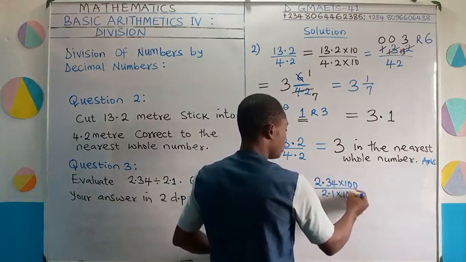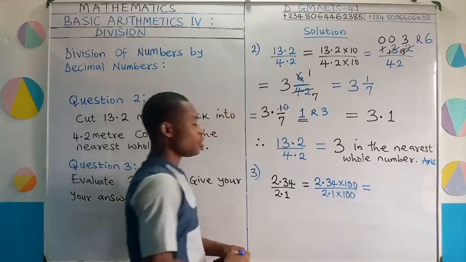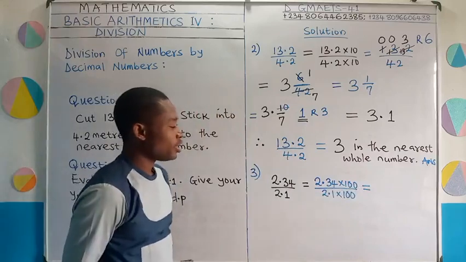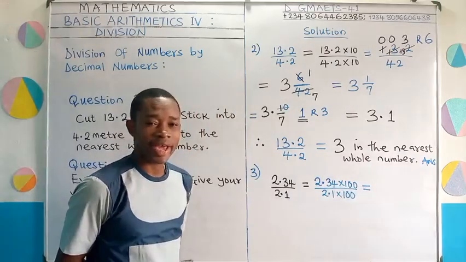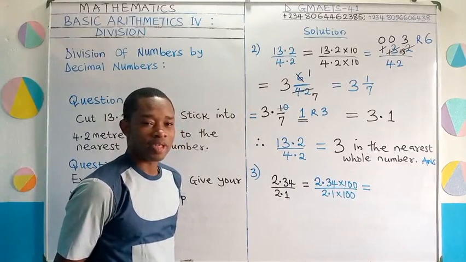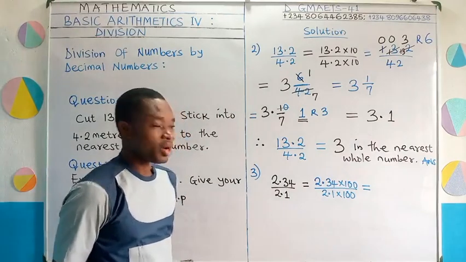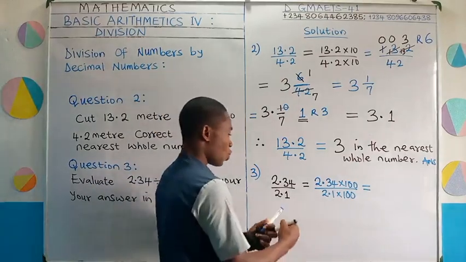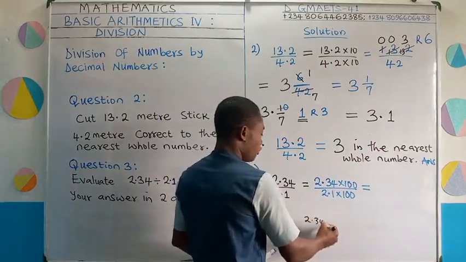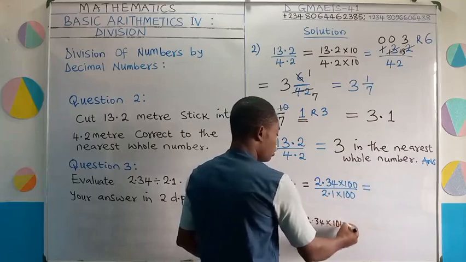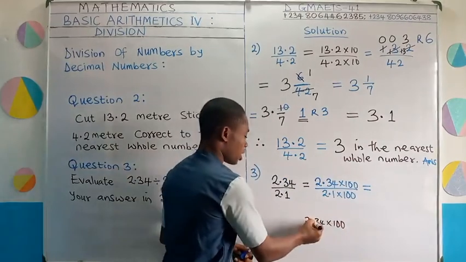2.1 times 100. If you work out this, you would get 234 divided by 210. You can use the point movement pattern, you can use the point cancellation pattern, the choice is yours. But I'll just work it out for you to see quickly. 2.34, if you multiply by 100, using the point cancellation method, okay?